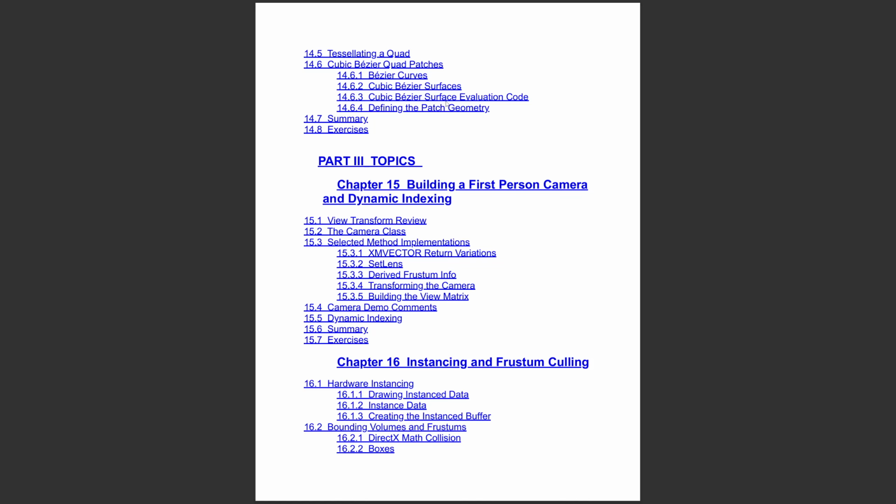And so with Chapter 6, it starts with hardware instancing, which is drawing instance data, with instance data being described in the next section, and creating the instance buffer. And then we have bounding volumes and frustums. And this is important. We get to talk about the DirectX math collision library.